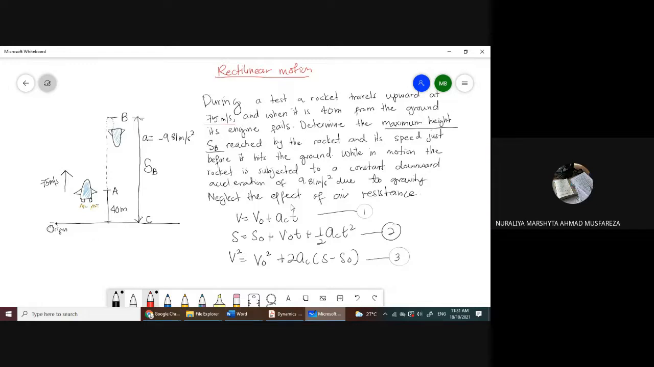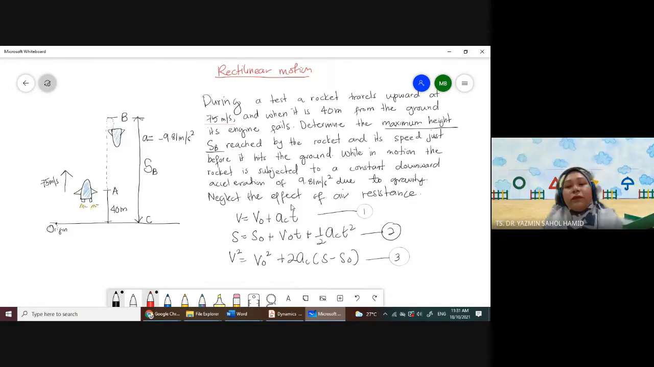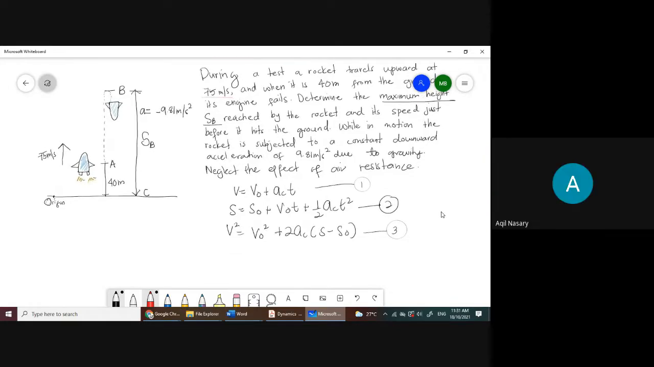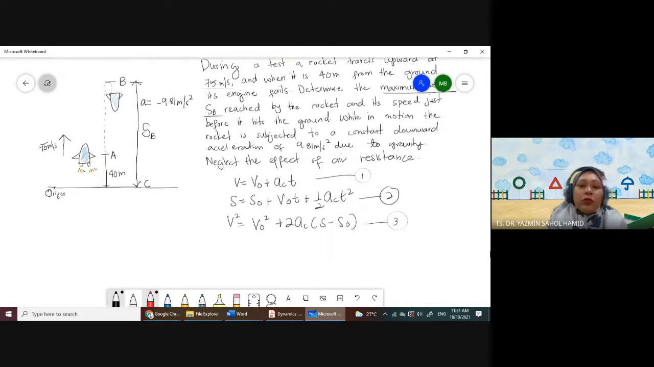Number 2. Okay, now let's say you choose number 2. In number 2, you have the symbol S and you have the symbol S naught. S is the final position and S naught is the initial position.